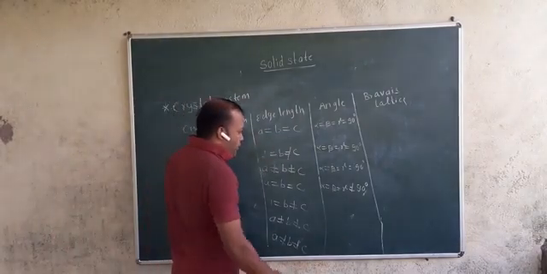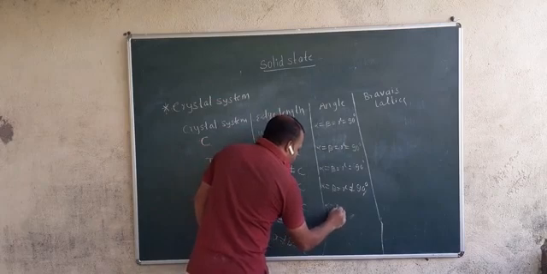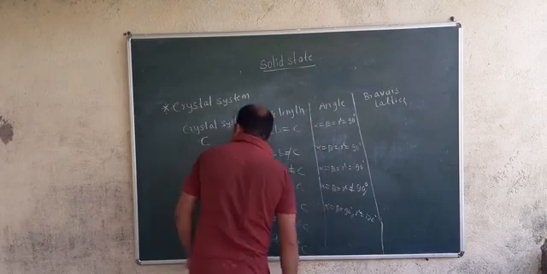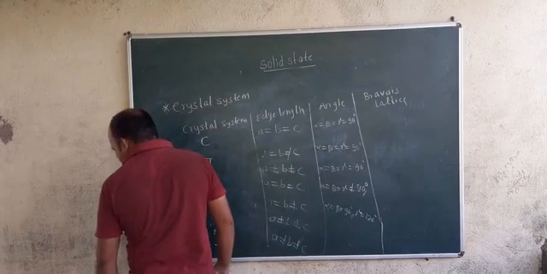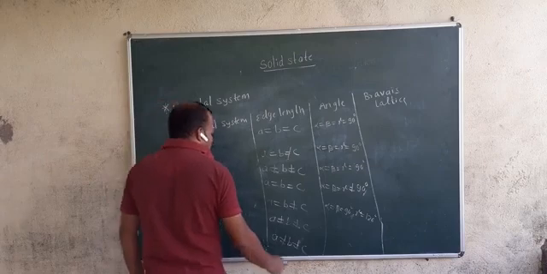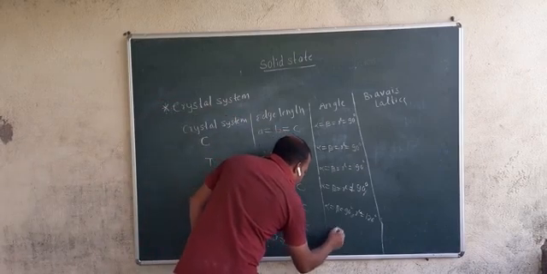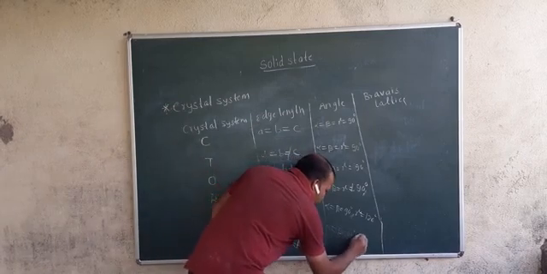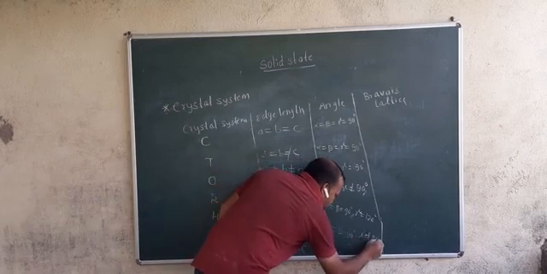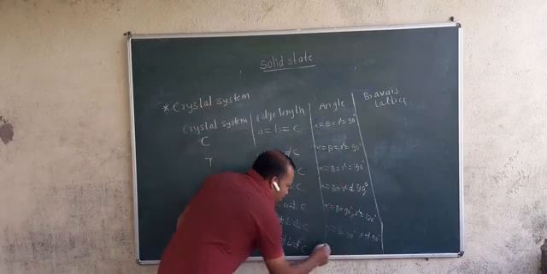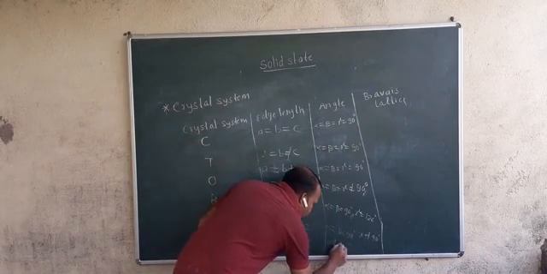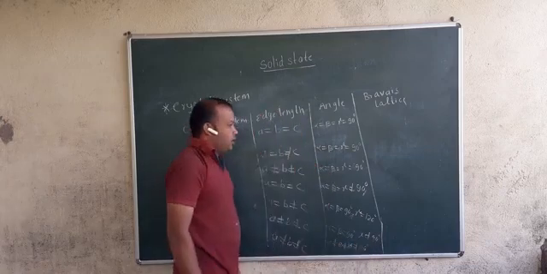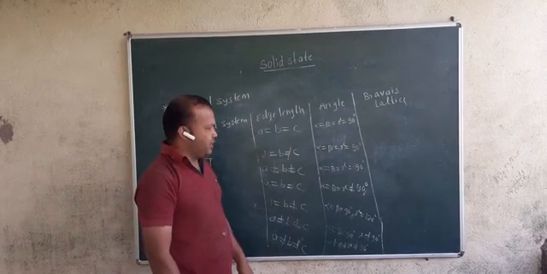So a total of 4 finished. Fifth one, alpha is equal to beta is equal to 90, but gamma is 120. Next one, alpha and beta are equal to 90, but gamma is not equal to 90. And the last one, alpha is not equal to beta, beta is not equal to gamma, gamma is not equal to 90. In your notes I will mention this clearly.